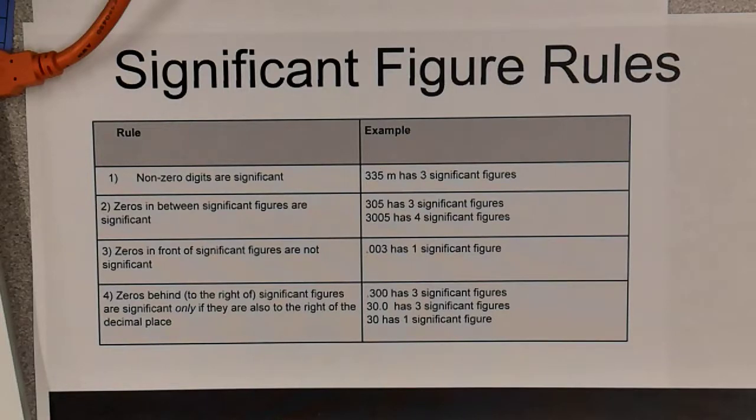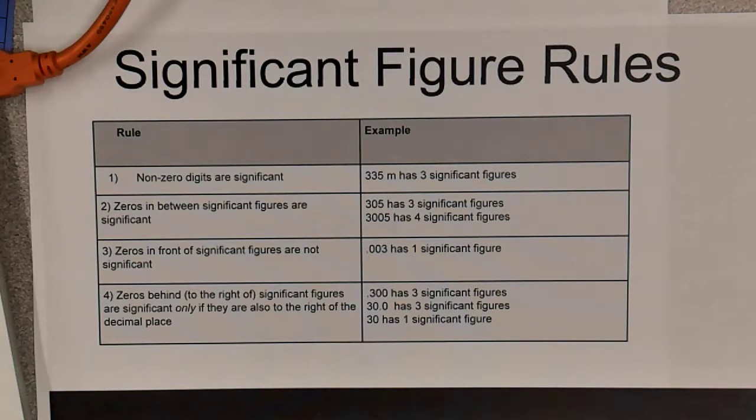So the number 335 has 3 significant figures. Rule number 2, zeros in between significant figures are significant. So you see 305. Of course, the 3 and the 5 are significant based on rule number 1, but the 0 is also significant based on rule number 2, which says that zeros in between significant figures are significant.